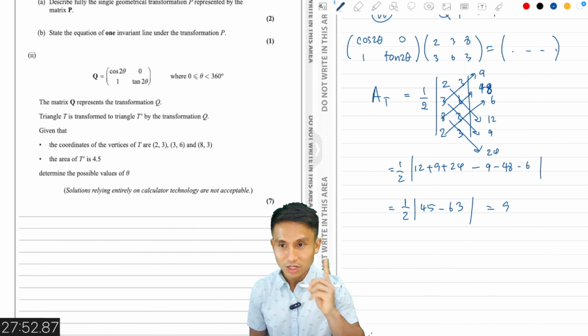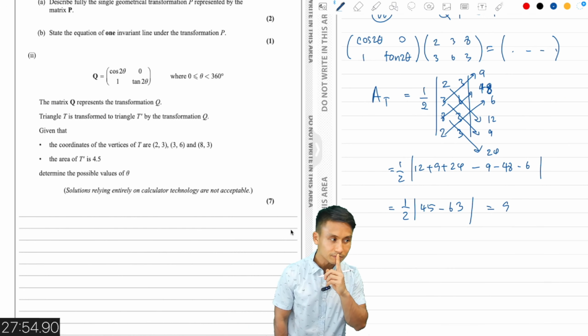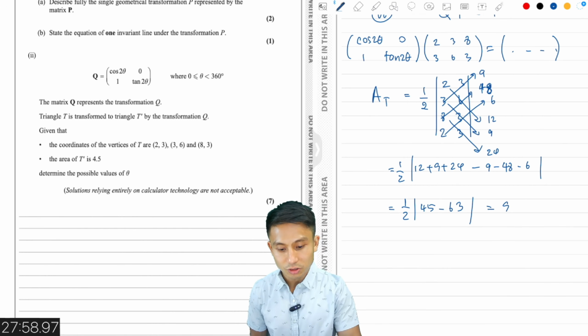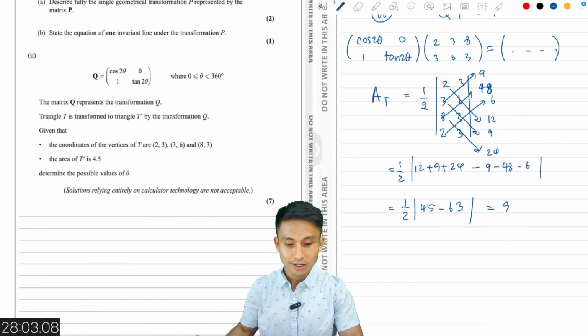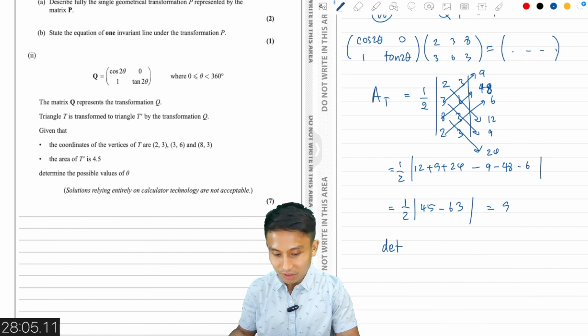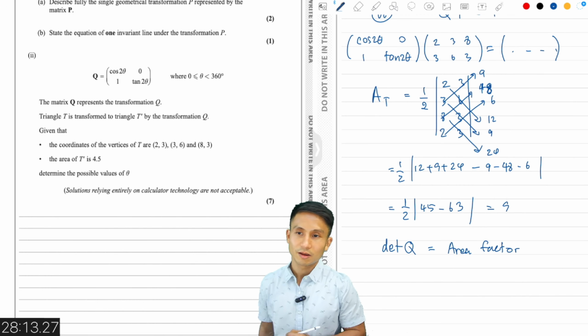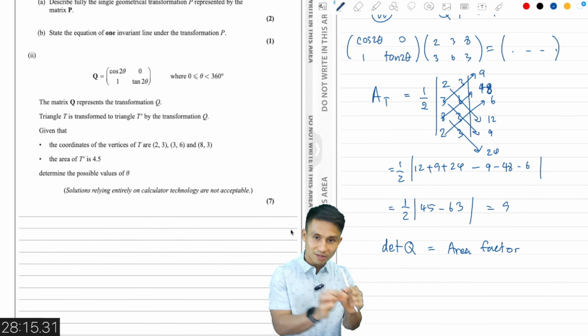Area of T prime. Okay, now we know that when we talk about area, right? So when you have transformation Q, the determinant of the transformation matrix, which is Q in this case, will be the area factor that you go from T to T prime.